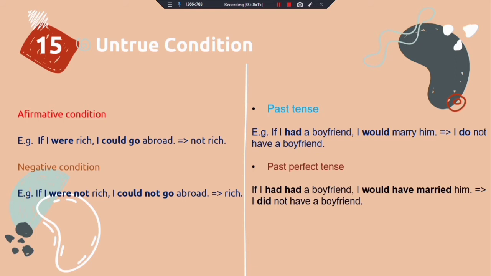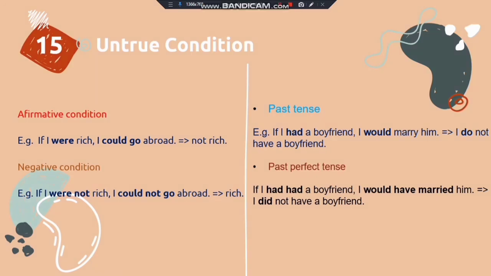If you found this type, you have to choose the answer that implies a negative reality. For example, if I were rich, I could go abroad. Then you have to choose the answer that means not rich. And then the second one, negative condition. You should choose the answer that implies an affirmative reality. For example, if I were not rich, I could not go abroad. Then you have to choose the answer that means rich.